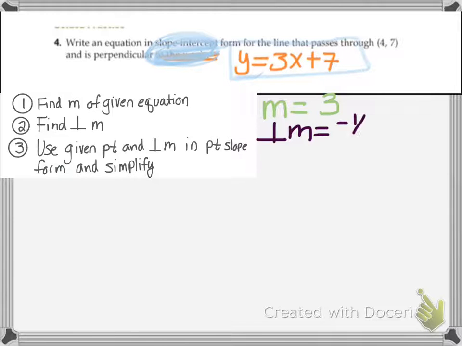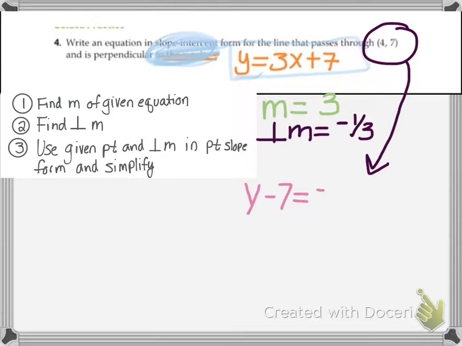Now if you look at this example, it told you first step, find the slope of the given equation. That was 3. Find the perpendicular slope, so the reciprocal, making it 1/3. Opposite of a positive is a negative, so a negative 1/3. Now I'm going to take the point and my perpendicular slope and plug that into point slope form. So I'm going to have y minus 7 equals a negative 1/3 times x minus 4.